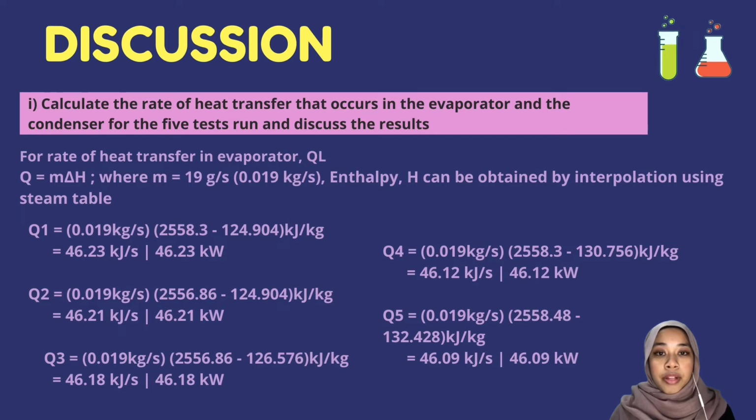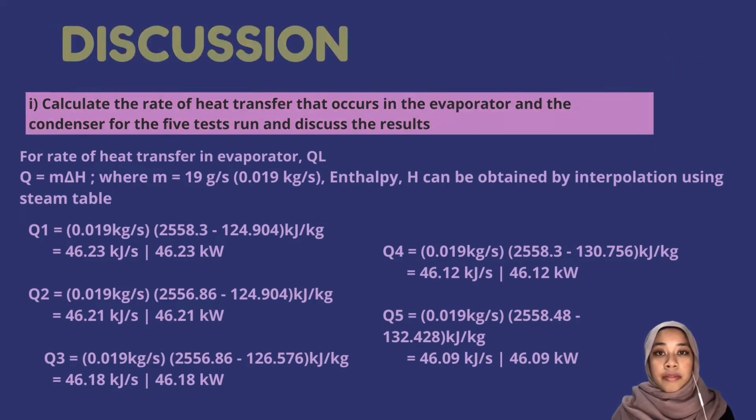And then we will get QL for test 1 equals 46.23 kilowatt, test 2 is 46.21 kilowatt, test 3 equals 46.18 kilowatt, and test 4 and test 5 are 46.12 kilowatt and 46.09 kilowatt respectively.